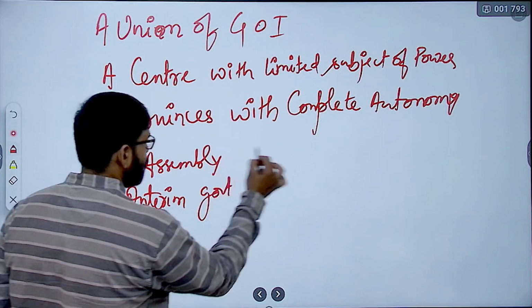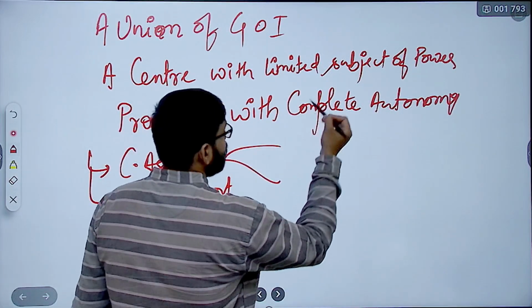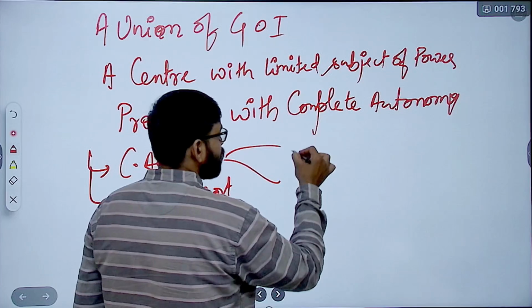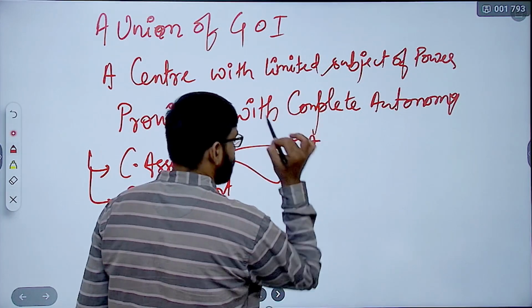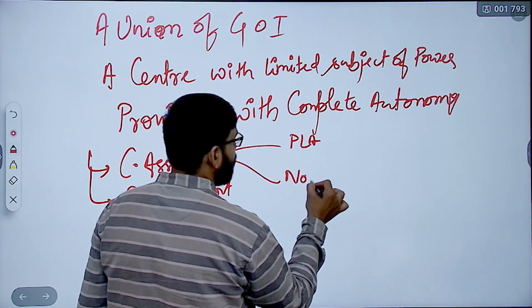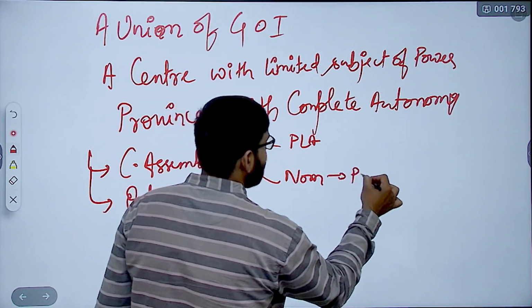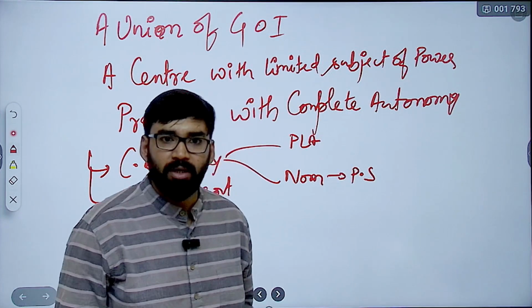तो constituent assembly में कौन होंगे? The members who are elected by the members of provincial legislative assembly and nominated members from princely states, है ना?